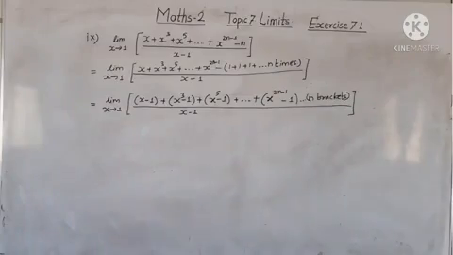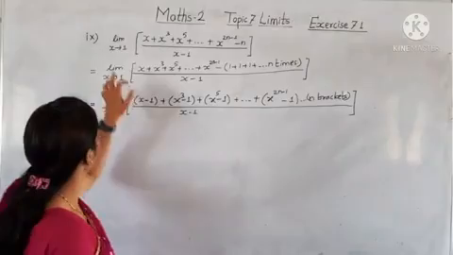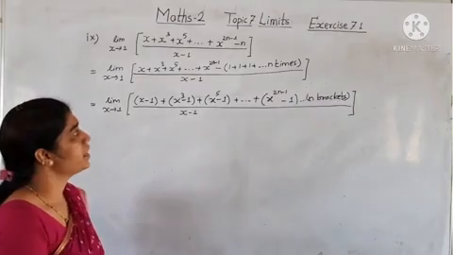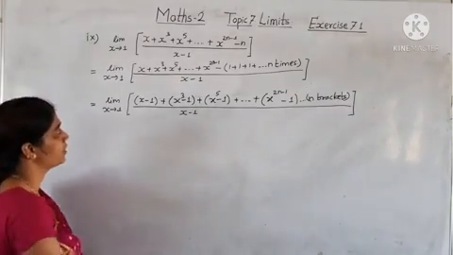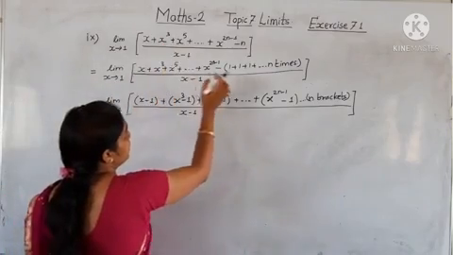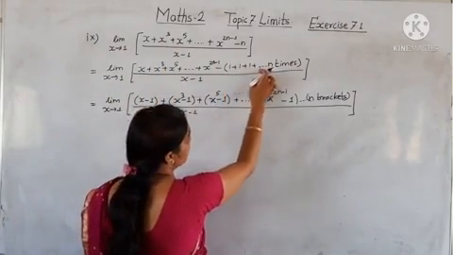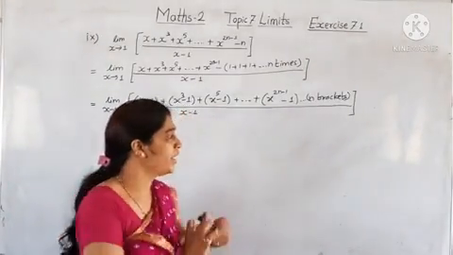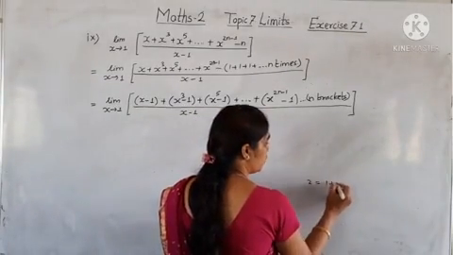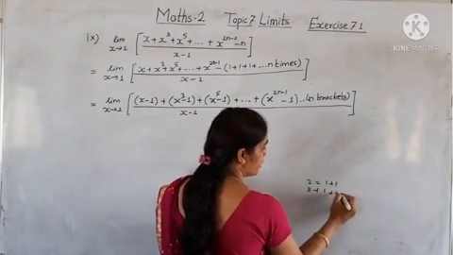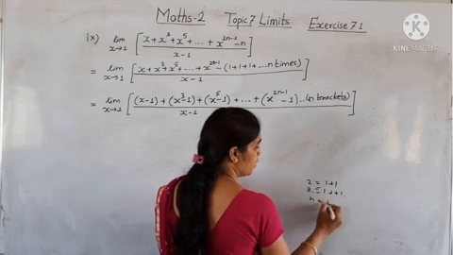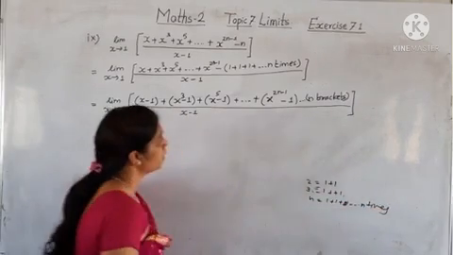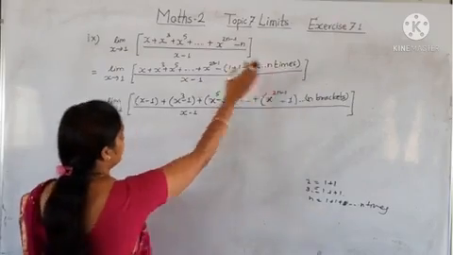Okay. See the last example in question number 3. Limit x tends to 1, (x plus x cube plus x raised to 5 plus dot dot dot plus x raised to 2n minus 1 minus n) upon (x minus 1). First write the numerator as it is. Minus n we write as 1 plus 1 plus 1, n times. In the earlier example I had told that 2 we write as 1 plus 1, 3 as 1 plus 1 plus 1, so n as 1 plus 1 plus 1 up to n times.